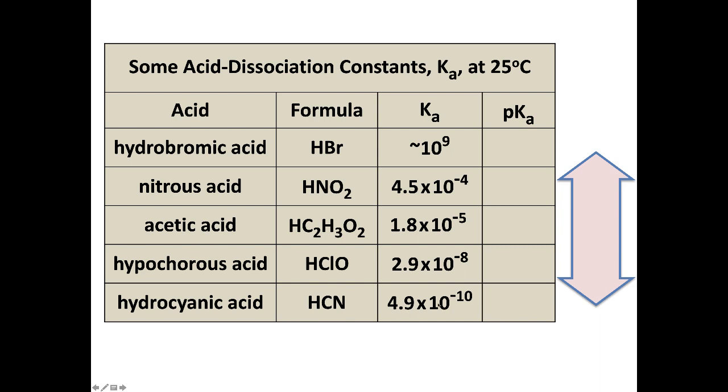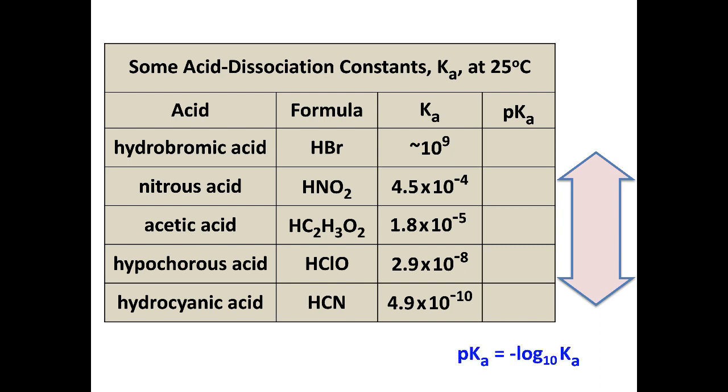And you can see the range of Ka values, and the smaller the Ka, the less the acid dissociates, the more reactant favored it is. The larger the Ka, the more the acid dissociates, and the stronger the acid is.